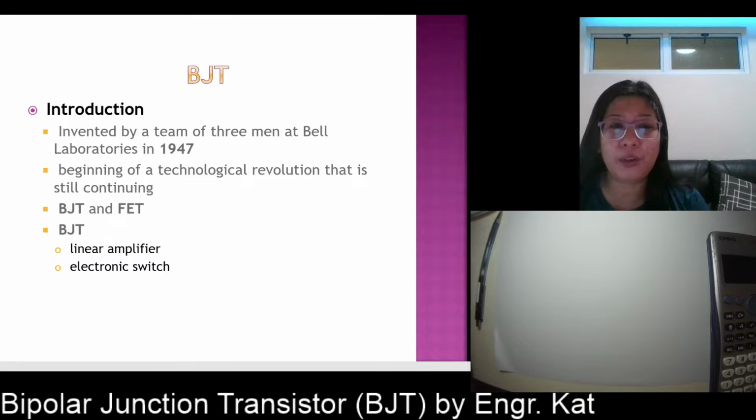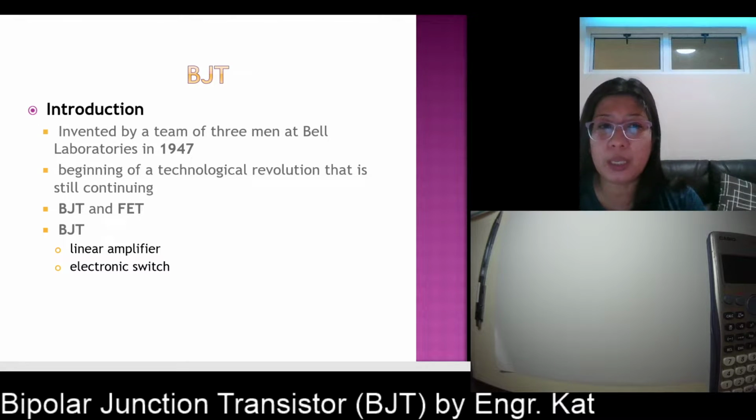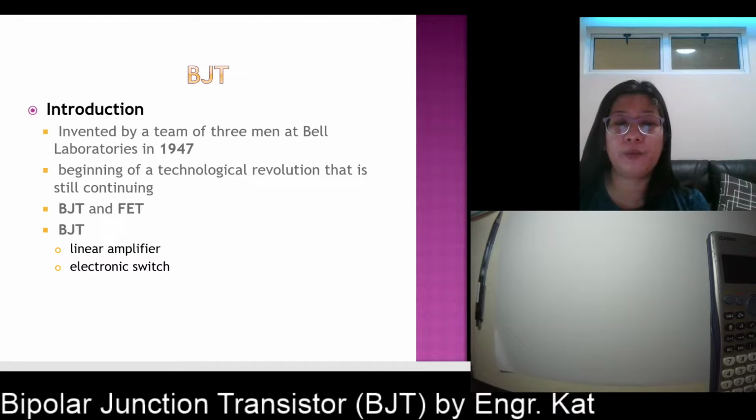So basically, there are two types of transistors, the BJT and the FET. BJT stands for Bipolar Junction Transistor, while FET stands for Field Effect Transistor. For this discussion, we're going to focus on BJT first.